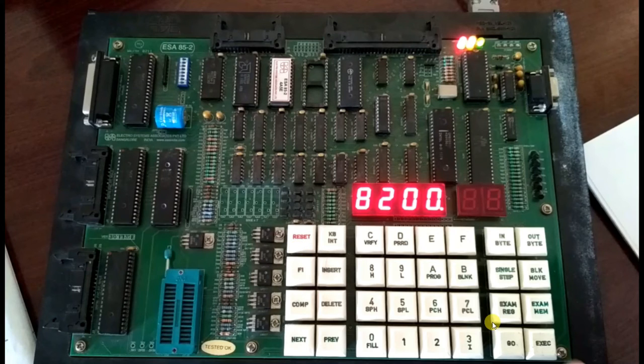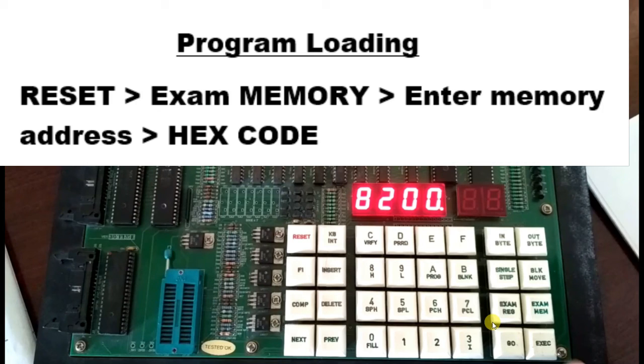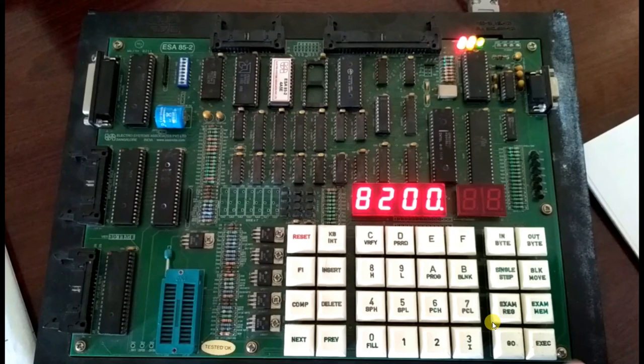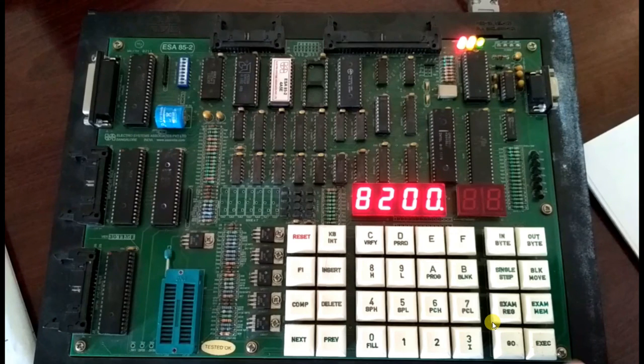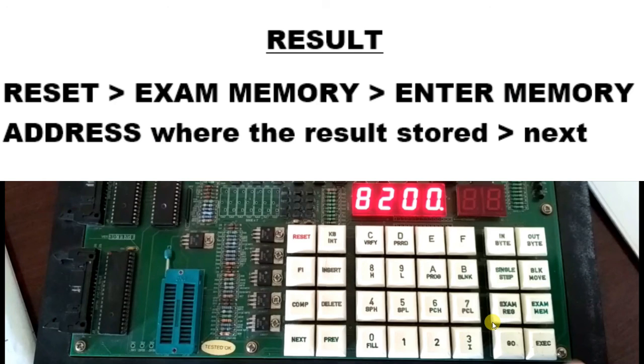To load any program, we first have to press the reset button, then press the exam memory button, then enter the memory address from where we want to start writing the program in the memory, then press enter, then start entering the hexadecimal code. After loading the program, you have to execute it. Execution is to press the reset button, then press go, then press the starting address of the program and enter execute. The program will run using execute. To get the result, press the reset button, then go to exam memory, enter the memory address, and click next. That's all.